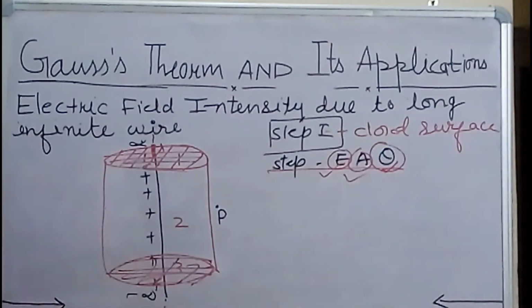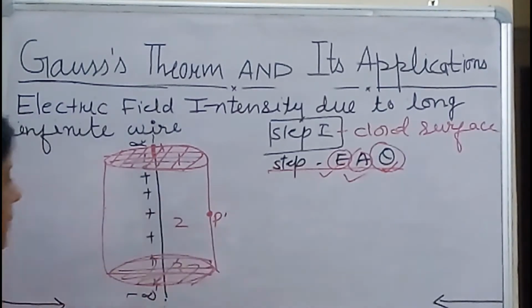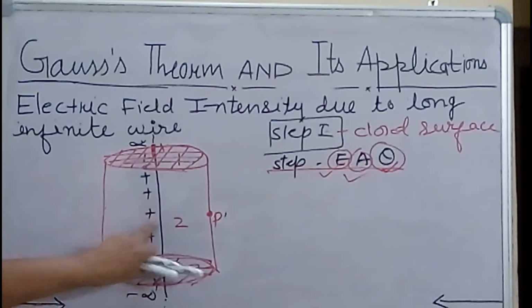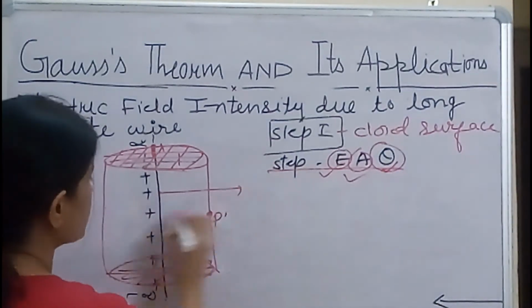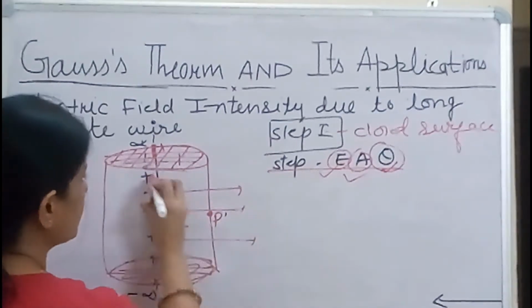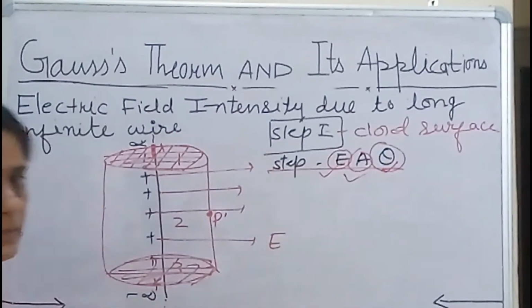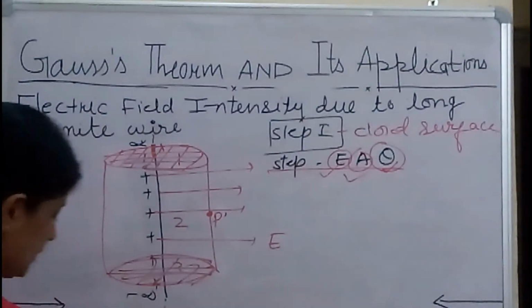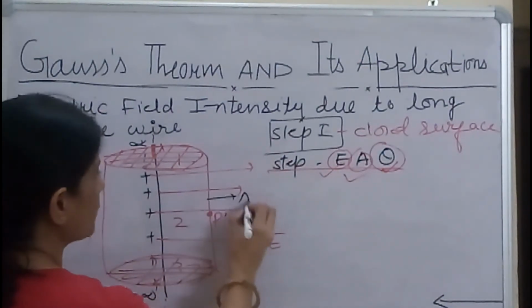Now see, this is the point. See the surface number 2. Now what would be the direction of electric field intensity? This side, this side, this side. This is the direction of electric field intensity. What is the direction of the area vector? The direction of the area vector would be A.